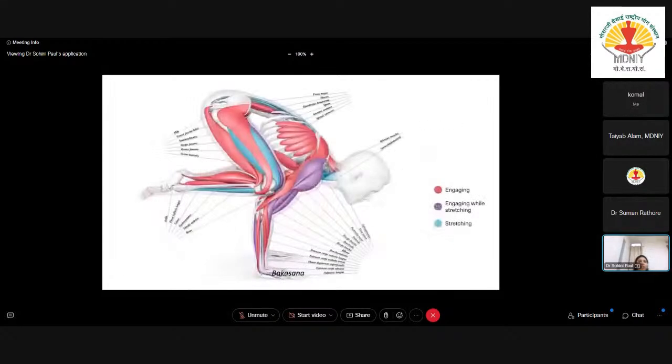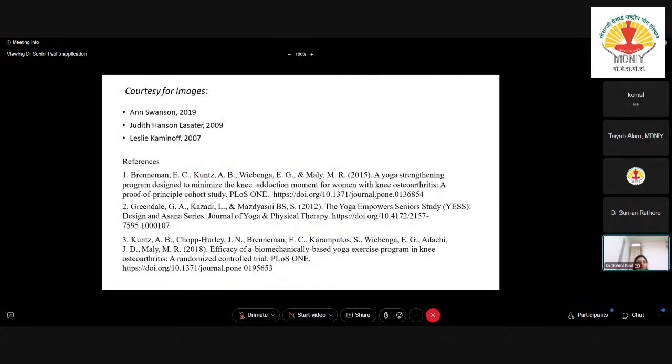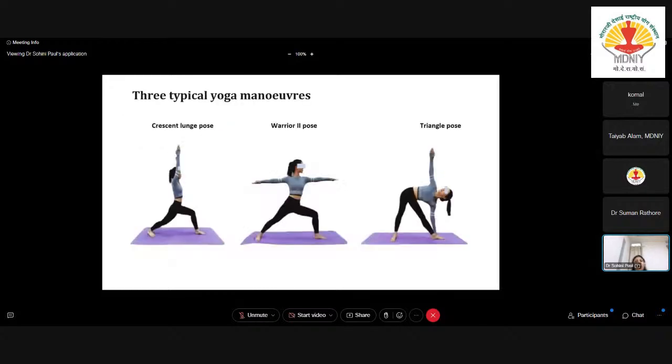What I will do is, these pictures were taken, and I have just shown these from here. Now I'll talk about three typical yoga maneuvers. One is your crescent lunge pose, second is your warrior two pose, and third is your triangle pose. This was performed by a group of scientists, and you might be quite surprised that they have claimed that they are the first group of researchers who have studied the kinematics and the kinetic part of these three poses. And they have found many parameters based on this.